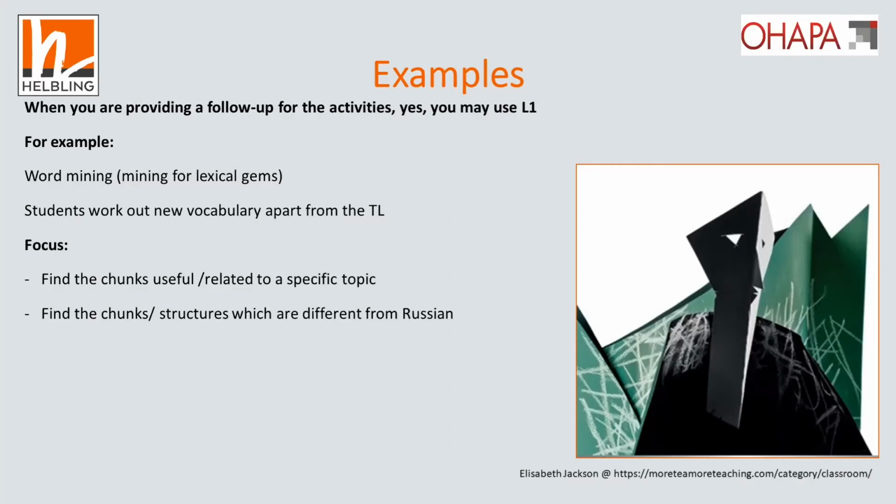Or some negative trends, for example. Then they can find the chunks or structures which are different from Russian. So there can be an endless choice. Then they can find the chunks whose meaning is not immediately obvious, not 100% clear, maybe when they're dealing with phrasal verbs or some metaphorical language.